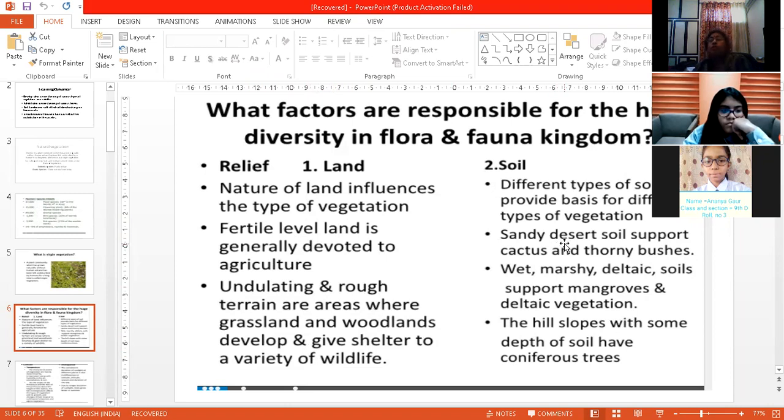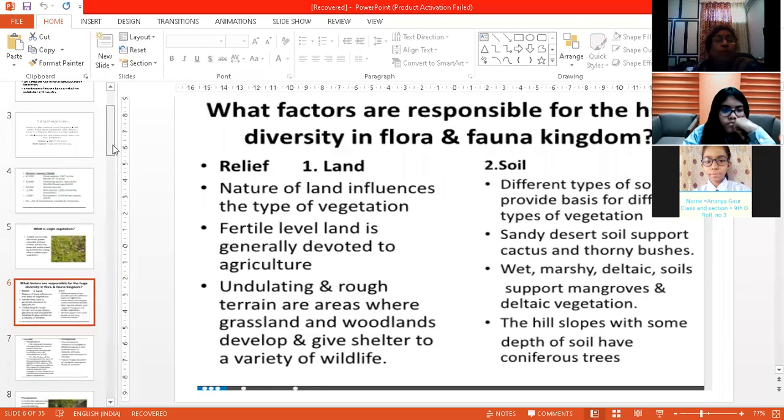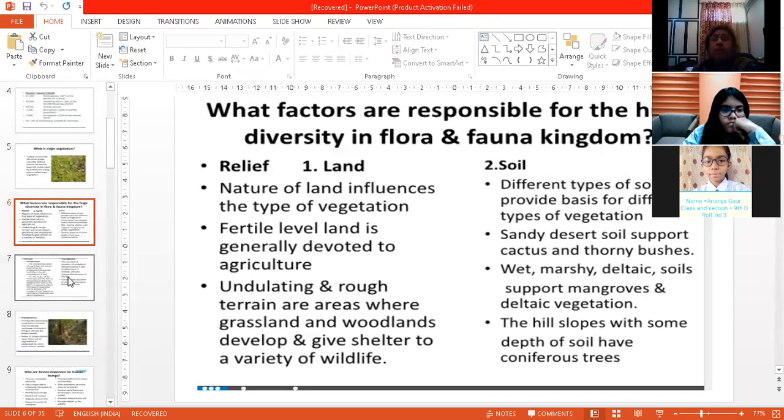Then soil also influences the type of vegetation because sandy soil is going to support desert vegetation. Alluvial soil is used for agriculture. Wet, marshy, or deltaic soil is going to support the mangrove type of forest. And the hill slopes of the mountains are going to support coniferous trees. So the soil also influences the type of vegetation.